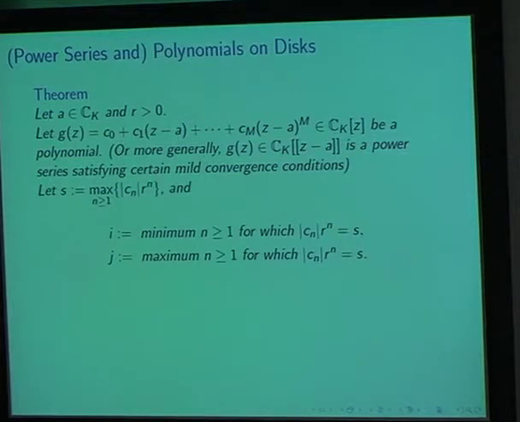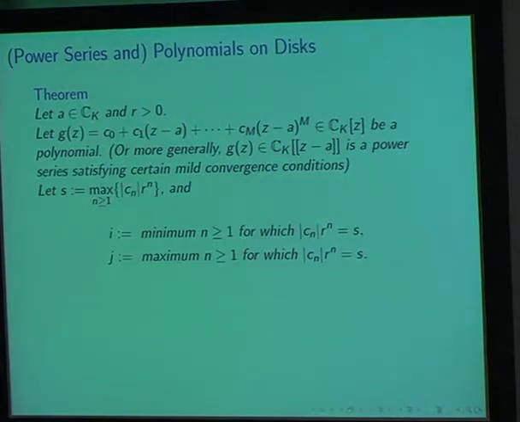And what I'm going to do is define S to be this other radius, this maximum right here. By the way, the mild convergence conditions here essentially say that this maximum is defined, that is, that it is attained, so there actually is some n for which the absolute value of c_n r^n is the maximum. But for a polynomial, of course, it's clear that there are only finitely many terms you're looking at, so clearly this thing makes sense.